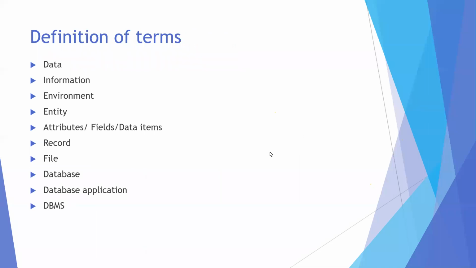Right, what is data? Data is just raw facts or unorganized information. Okay, raw facts. What about information? Data that has been processed. Right, what about the environment? I think it looks at where the data is being processed. All right, where the database is being what? Designed and developed. All right, what about an entity?